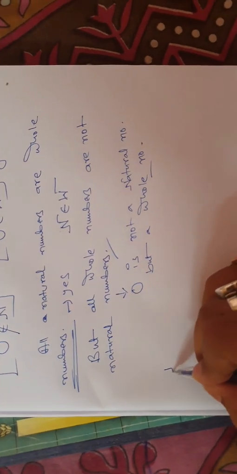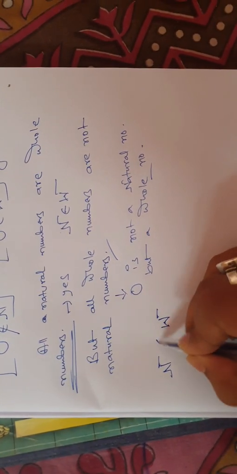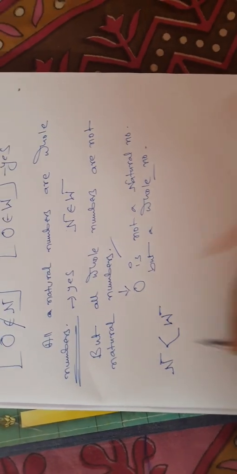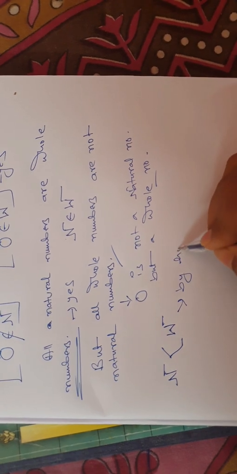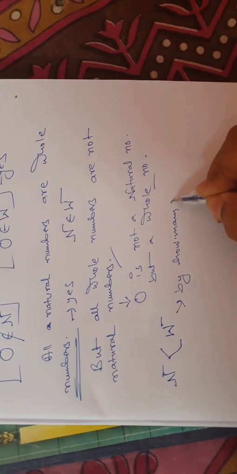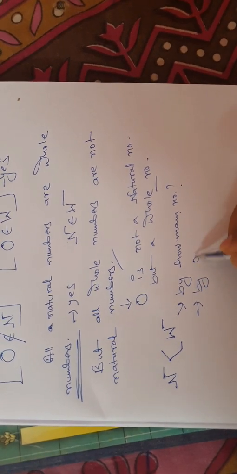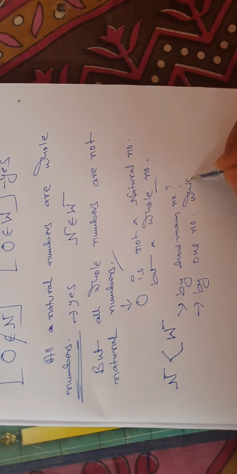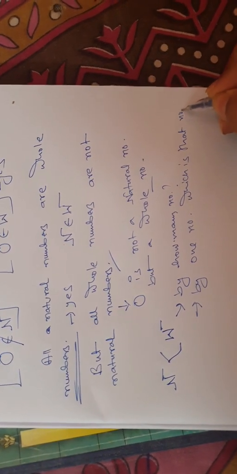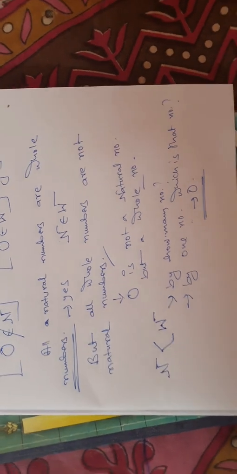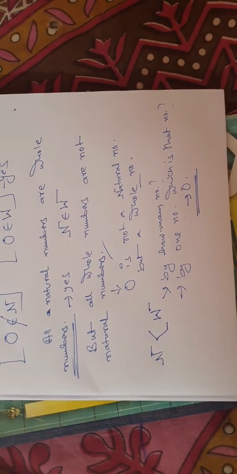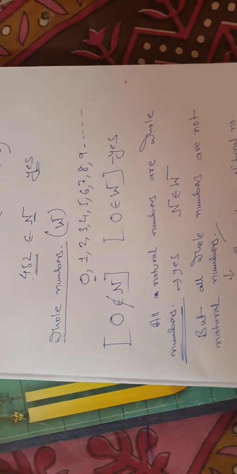So which is a bigger set? Set of natural numbers is a bigger set or set of whole numbers is a bigger set? Definitely set of whole numbers is a bigger set. By how many numbers is it bigger? By one number? Right or wrong? Yes. And which is that number? 0. Good. So you understand the concept of natural numbers and whole numbers? So now we will shift into the concept of integers.